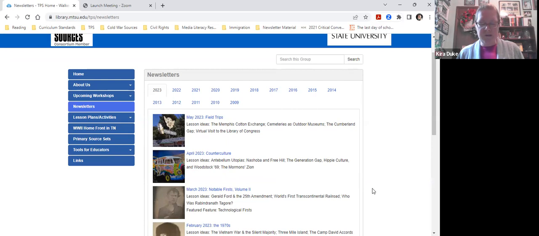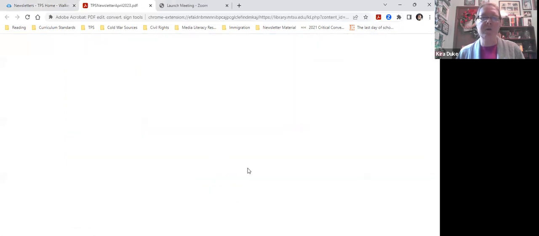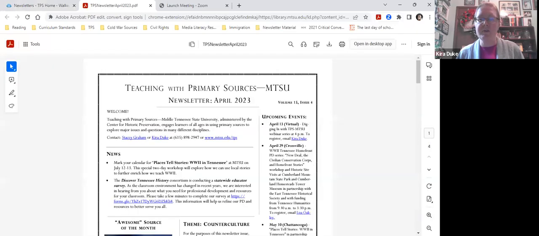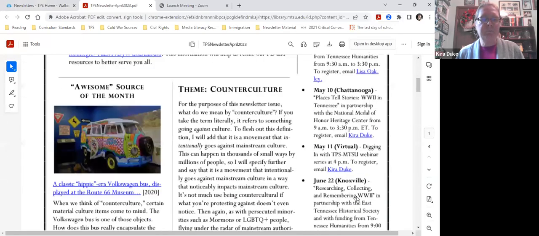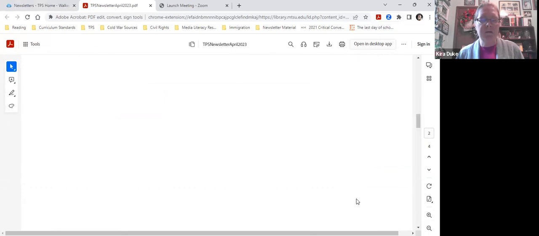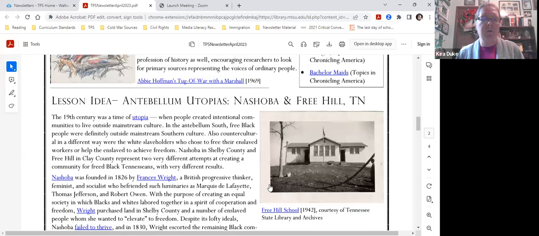So here, just more recently, in April, we were looking at countercultures. One of the ideas that we came up with in that issue was antebellum utopias, looking at Nashoba and Freehill. So these, of course, will pop up in the 8th grade standards, both of these related, of course, to the abolitionist movement.